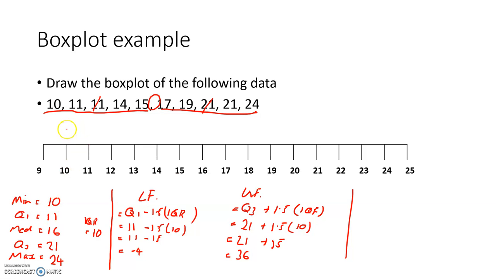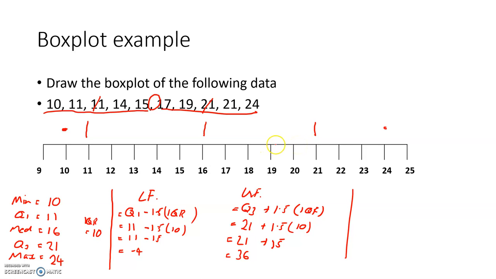Minimum was 10, so we place a dot at the minimum. Maximum was 24, so we place a dot at the maximum. Hopefully that stays a dot. Q1 was 11, so at 11, place a vertical line. Median was 16, so at 16, also place a vertical line. And Q3 was 21, so at 21, place a vertical line.